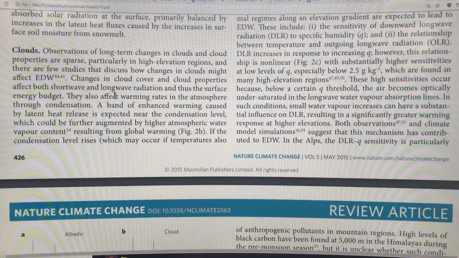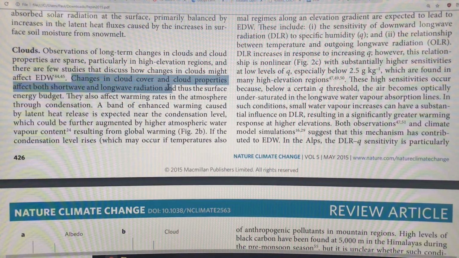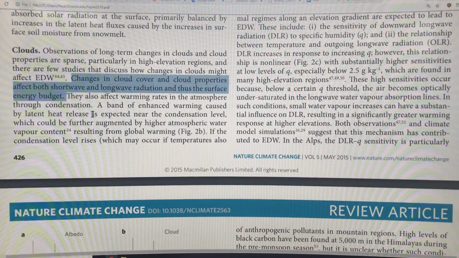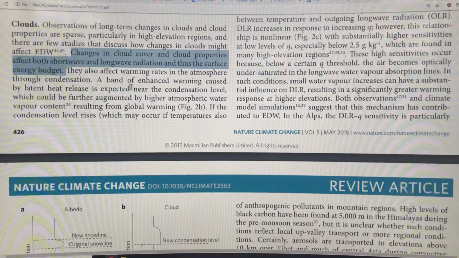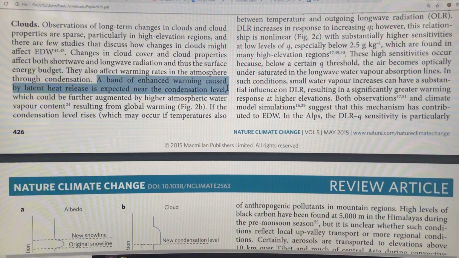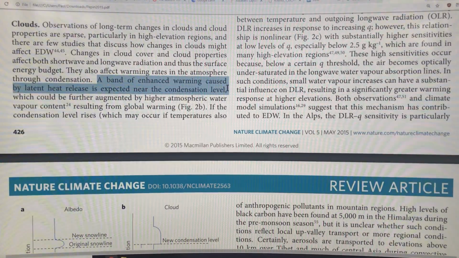Now clouds. Cloud changes are also very important, particularly in high elevation regions, because changes in cloud cover and cloud properties affect both the shortwave and longwave radiation and thus the surface energy budget. They also affect the warming rates in the atmosphere through condensation. A band of enhanced warming caused by latent heat release is expected near the condensation level. As you go up higher and higher, there's water vapor in the atmosphere, the air is cooling, and you reach the condensation level where the water vapor condenses out into droplets to form clouds, and that releases latent heat.